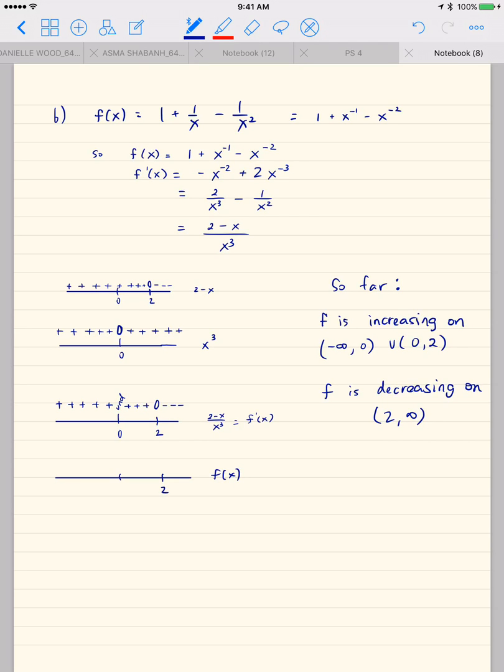here's 2, here's 0. Our function is concave down. Sorry, the function is decreasing. So we can put some decreasing arrows, increasing here, and increasing here.